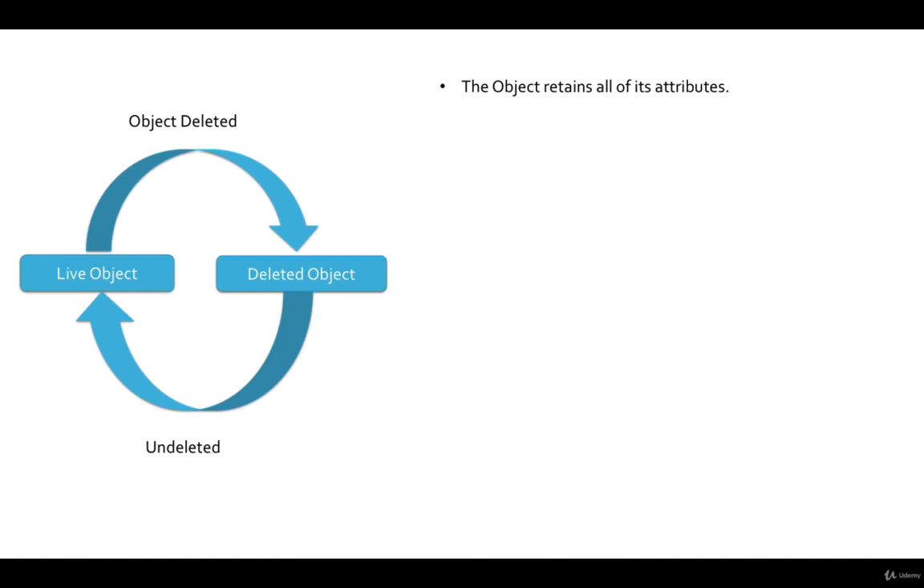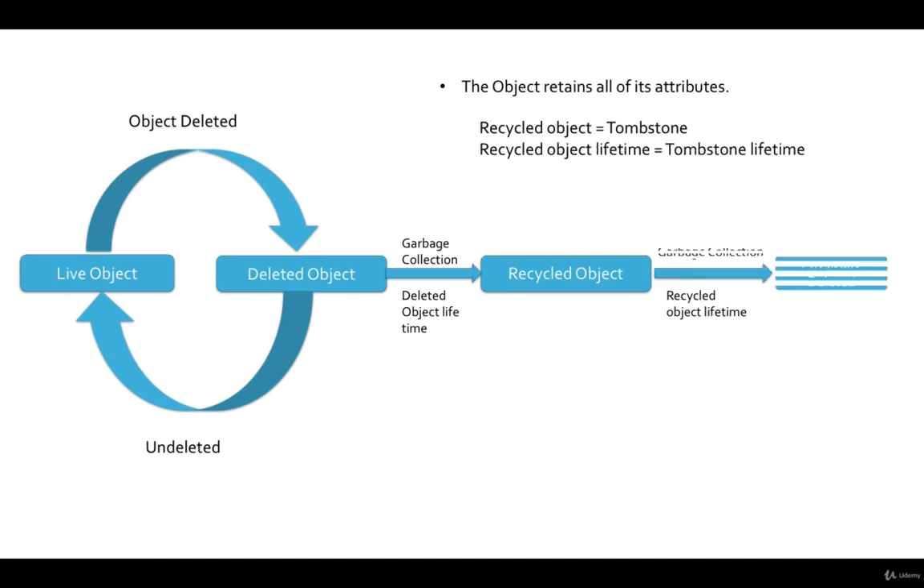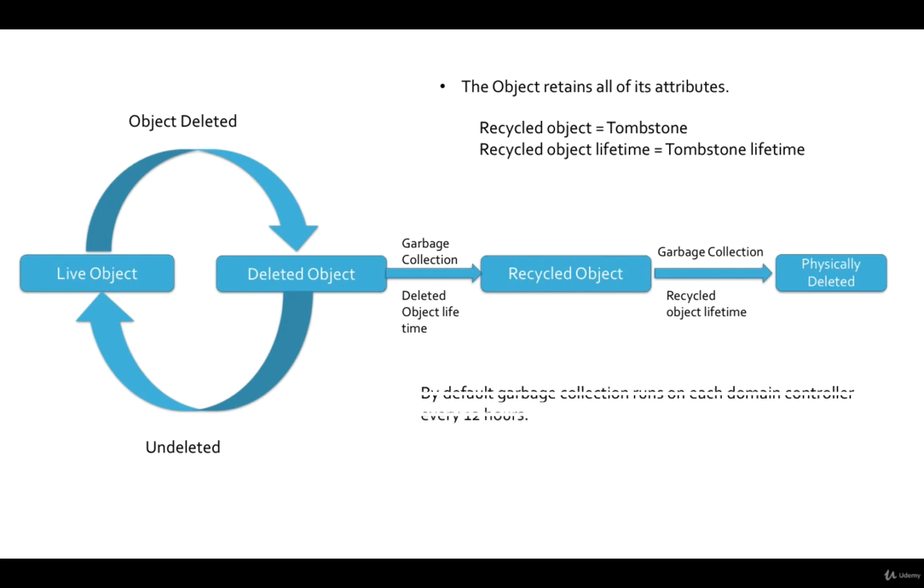After the deleted object lifetime passes, garbage collection converts the object to a recycled object. This recycled object was previously known as a tombstone object. In this state, all attributes of the object are removed. Once the recycled object lifetime passes, garbage collection physically removes the record from the database. By default, garbage collection runs on each domain controller every 12 hours.